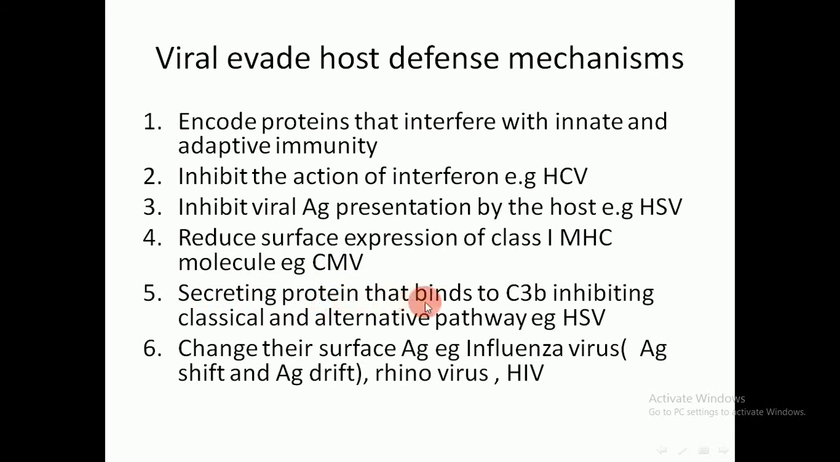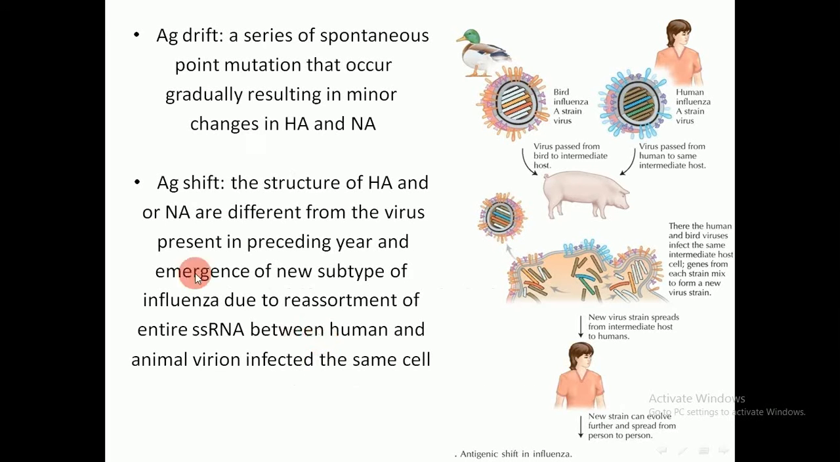Some viruses secrete proteins that inhibit binding to C3b, inhibiting the classical and alternative pathways of the complement, and the best example is herpes simplex virus. Some viruses have another mechanism of evasion, which is changing their surface antigen, like influenza virus, which is called antigenic shift and antigenic drift, and also the rhinovirus and HIV, the human immunodeficiency virus. And here we explain what antigenic drift is and what antigenic shift is.